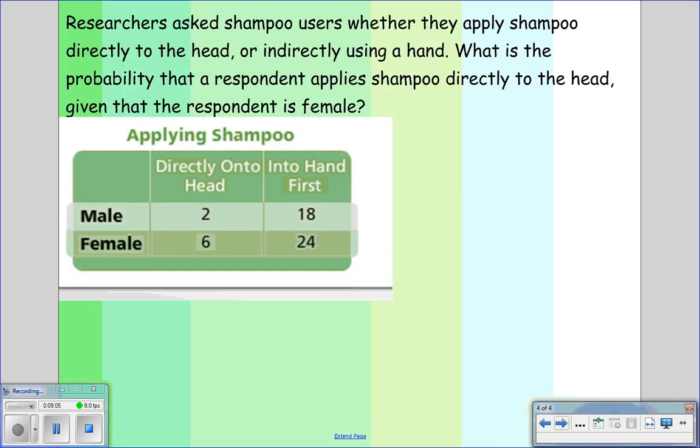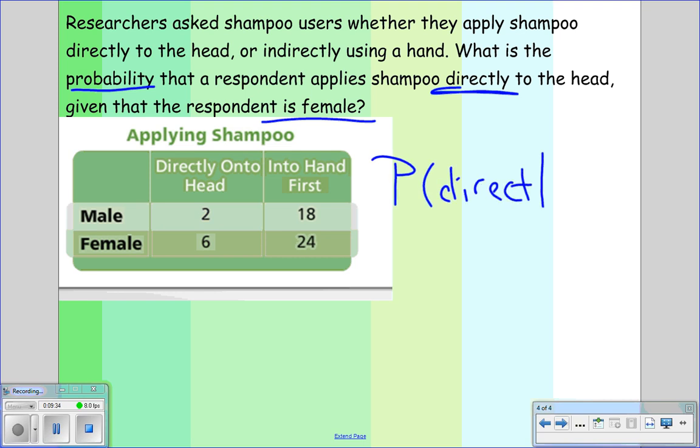All right, guys, last one. Researchers asked shampoo users whether they apply shampoo directly to the head or indirectly using a hand. What is the probability that a respondent applies shampoo directly to the head, given that the respondent is female? So again, we look at what we want. We want the probability that it is direct, given that it's a female.